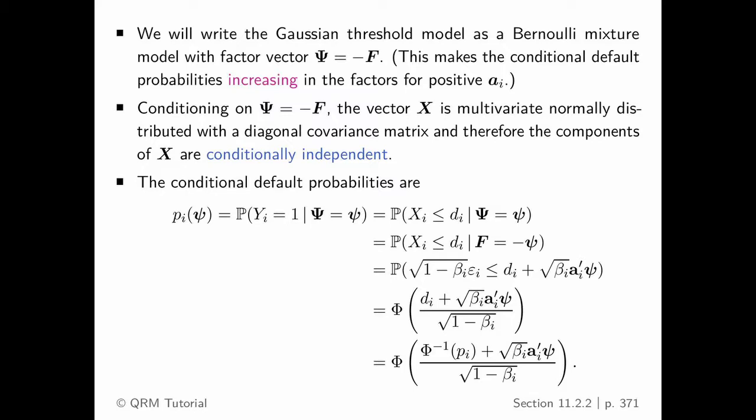So, if psi are the factors, the conditional probability of default, what is it? It's the probability that obligor I defaults given psi, or given f. So it's the probability that the critical variable is below the critical threshold, given psi or given f. So let's go over to the f. The probability that the critical variable is less than the critical threshold, given f takes some set of values. You then insert the factor model. So you then insert this.